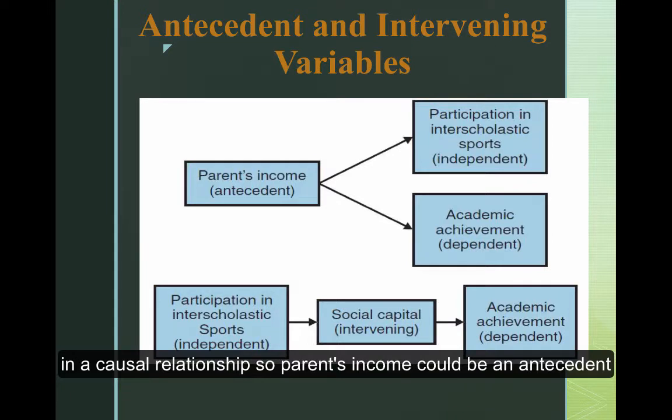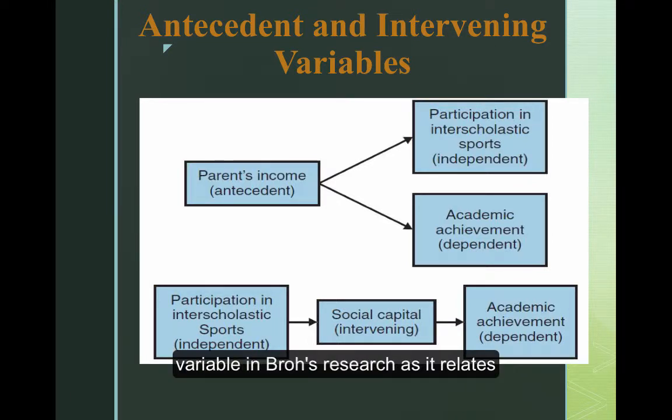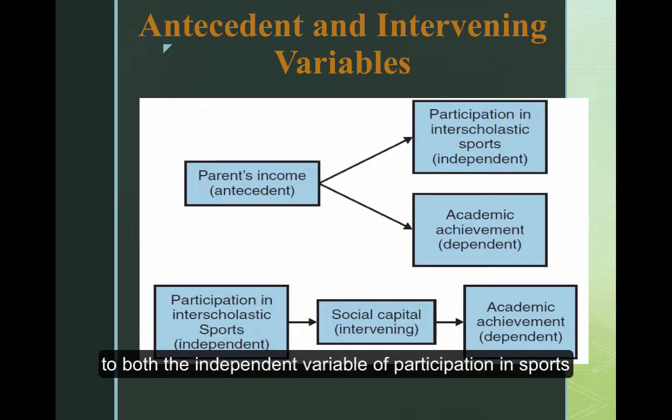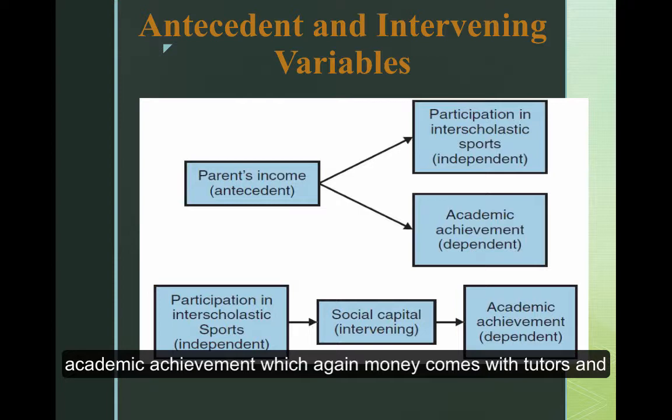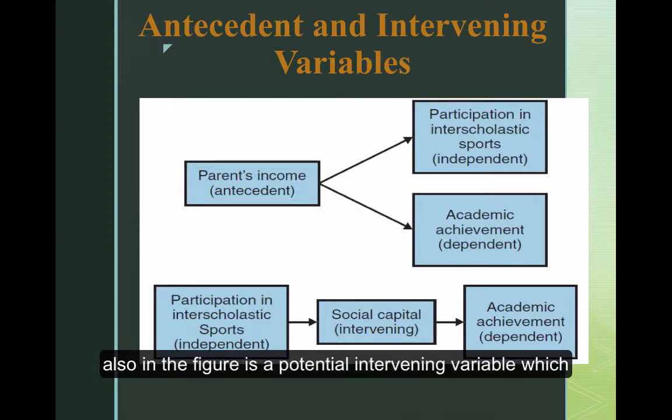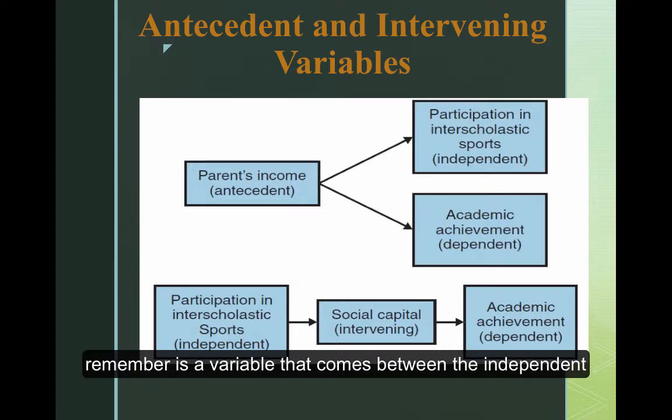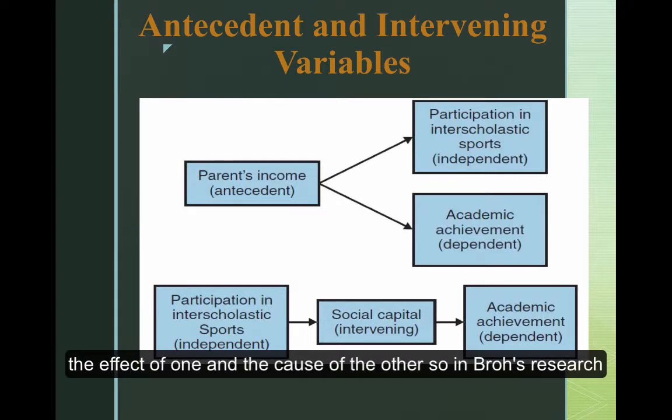So parents' income can be an antecedent variable in Broh's research, as it relates to both the independent variable of participation in sports, as those things take money, and the dependent variable, academic achievement, which again, money comes with tutors and other academic privileges that may enhance academic achievement. Also in the figure is a potential intervening variable, which remember, is a variable that comes between the independent and dependent variable in a causal relationship. So it's the effect of one and the cause of the other.